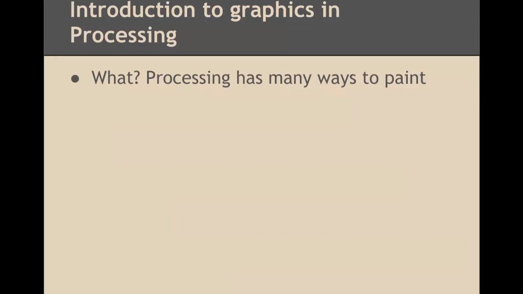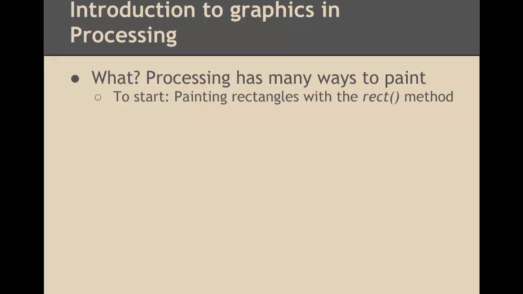Now, the what to draw is a little bit more complicated because we have many different ways to draw things. We can draw individual pixels, we can draw lines, we can draw shapes, we can draw images, we can draw text, and other things even. So it gets a little complicated. So we're going to start simple. We're just going to talk about rectangles.